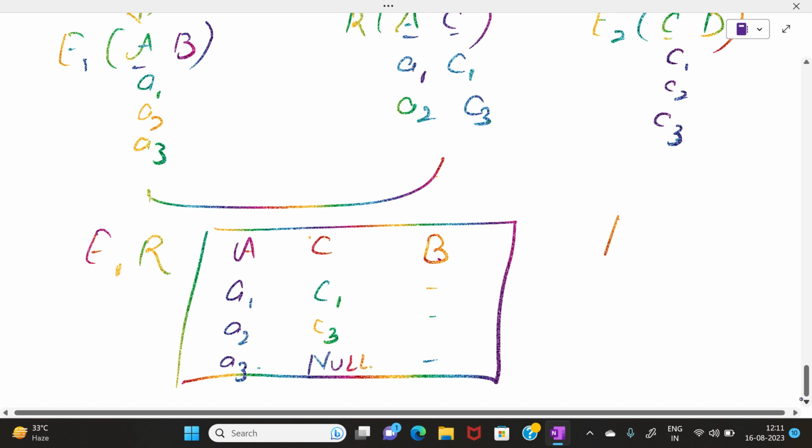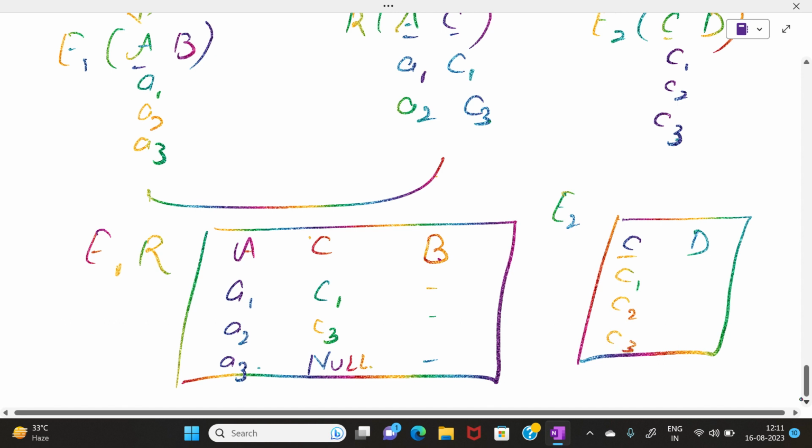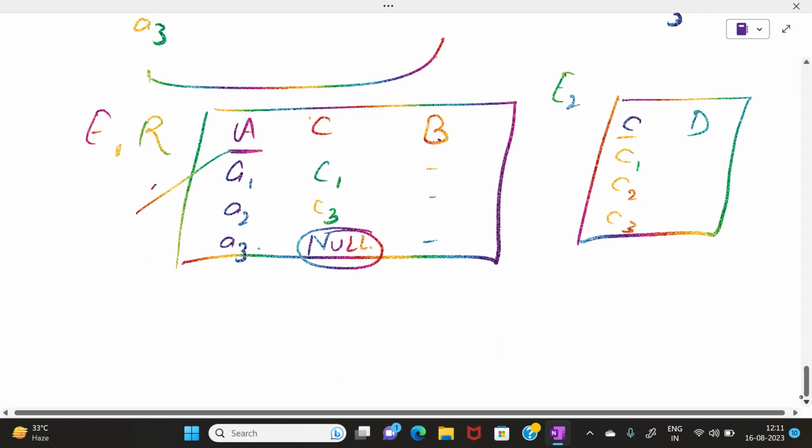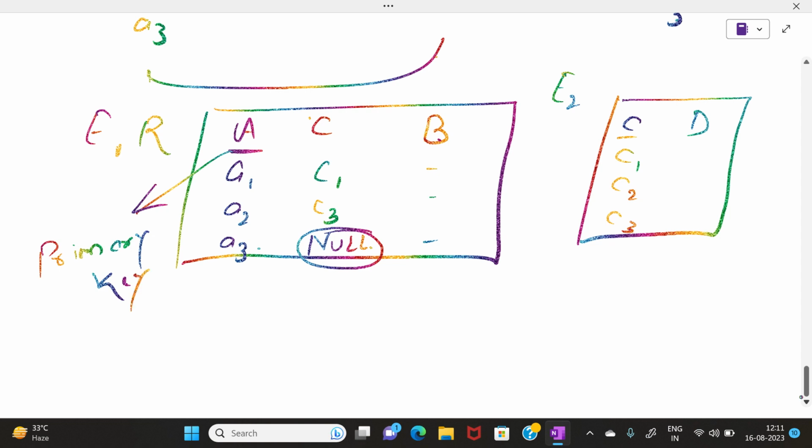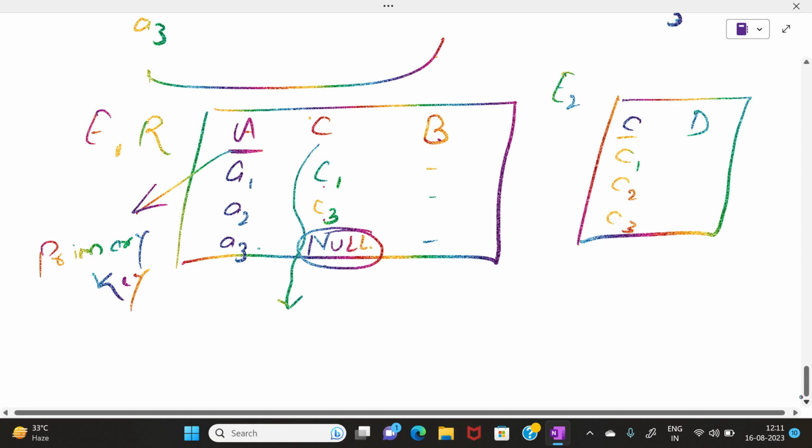Okay, and then we have another table as E2 where we have the C as candidate key, C1, C2, C3. If you see here, we have the A as the candidate key, and C has one value as null. So we can't say that this is the primary key. This will be the primary key, but this C will also be a key because it has a unique value. But it won't be the primary key. It will be the alternate key or candidate key.